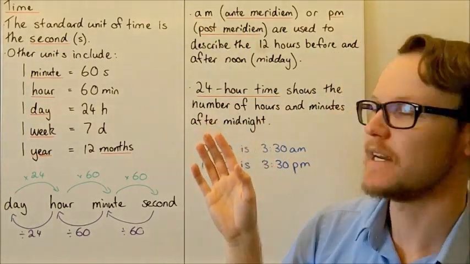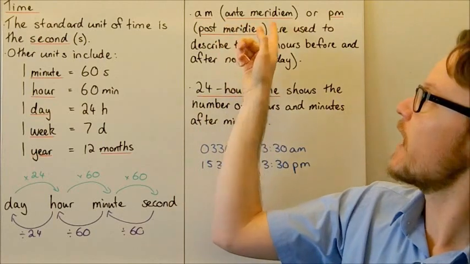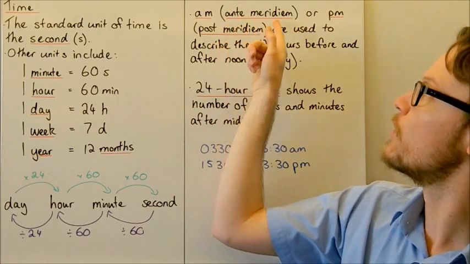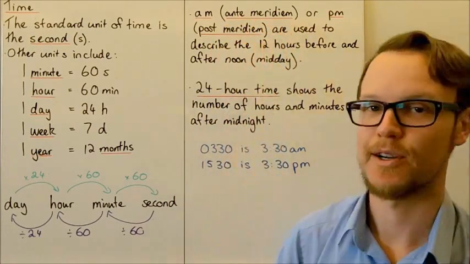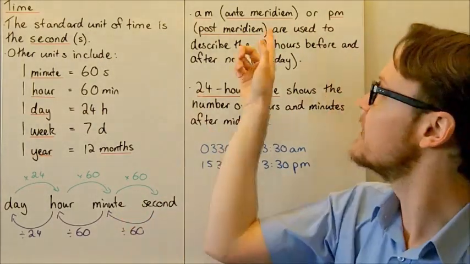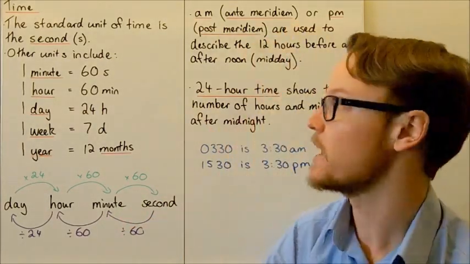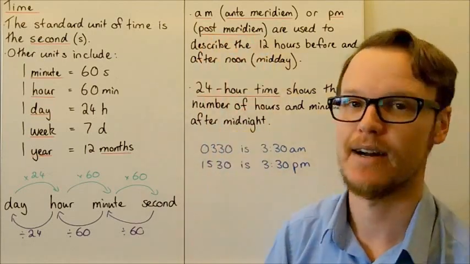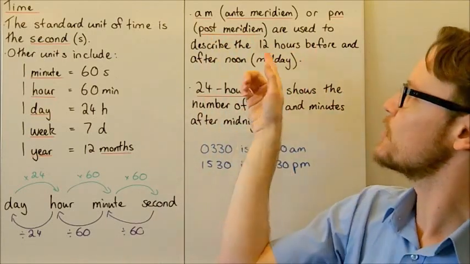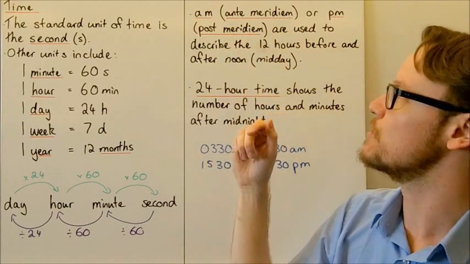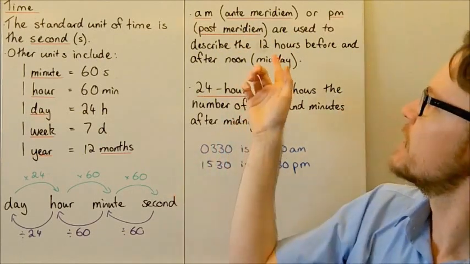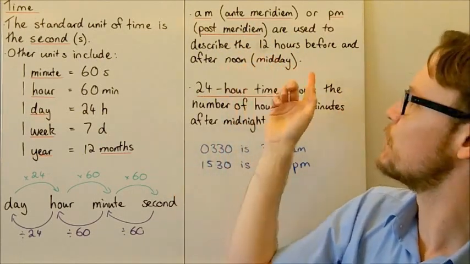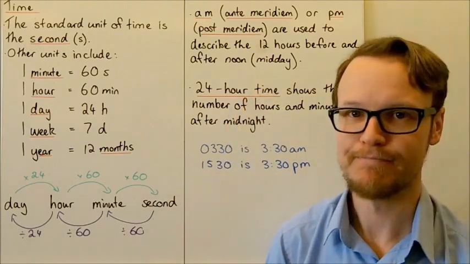We can use AM and PM to denote looking at the hours before midday, or looking at the hours after midday. AM is Latin for before midday, so you might know carpe diem, seize the day. Diem is Latin for day, and post meridiem is after midday, after the middle of the day. So these two terms are used to describe the 12 hours before and after noon, midday.